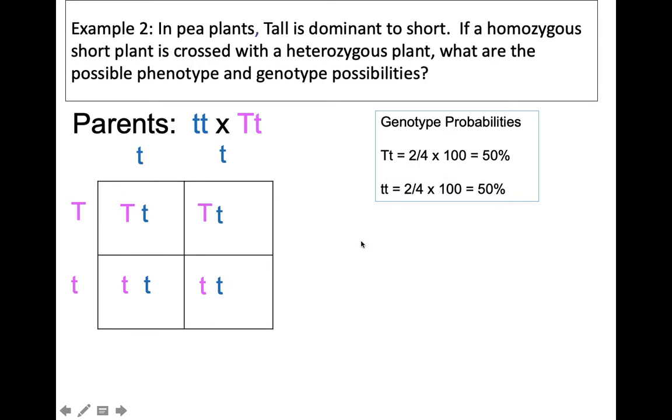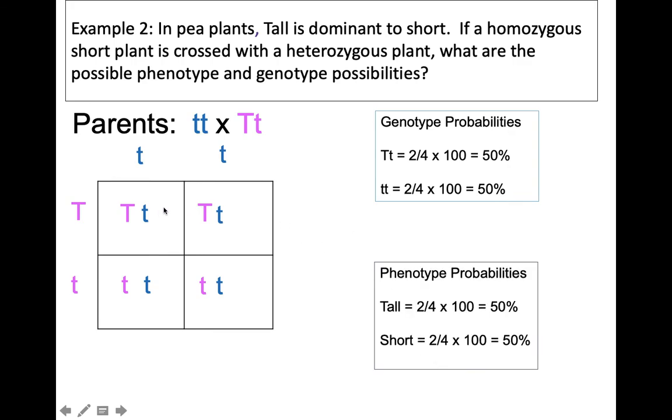Now let's take that and look at the phenotype probabilities. Well, we said 2 out of 4 of them represented tall plants, so 2 divided by 4 times 100 would be 50%, and 2 out of 4 of them would show a phenotype of being short, so 2 out of 4 times 100 would also give 50%. That means there's a 50-50 chance that the offspring from this parental cross would be tall, or a 50% chance that the offspring from this cross would be short.